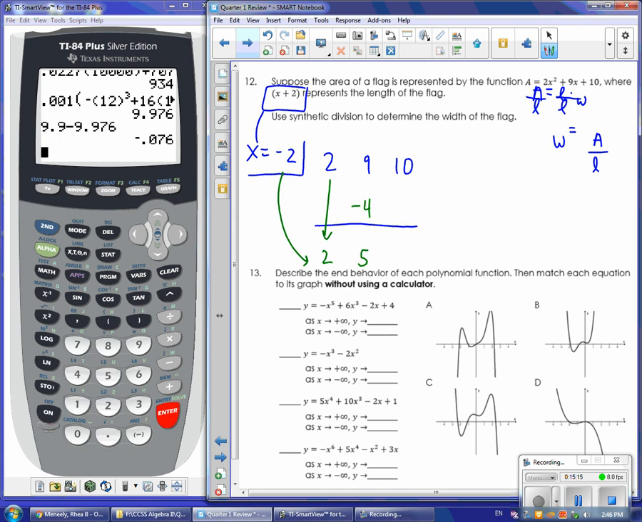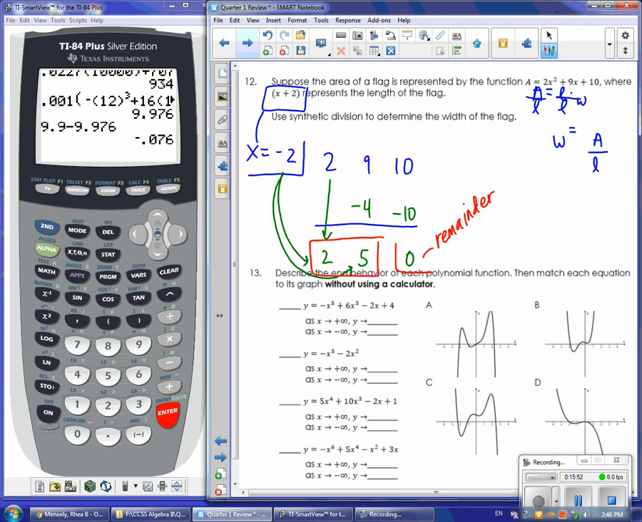And now I multiply again. Negative 2 times 5 gives me negative 10. And when I add my 10 to the negative 10, I end up with 0. I'm glad that it's 0 because this expression right here represents my remainder. And if you were doing this problem and you ended up with a remainder, in this particular case, because you were asked to find the length and the width, having a remainder would indicate that you probably made a mistake. So in this case, I ended up with 0 remainder, which means that x plus 2 divides evenly into my area function. And it leaves me with this expression here.